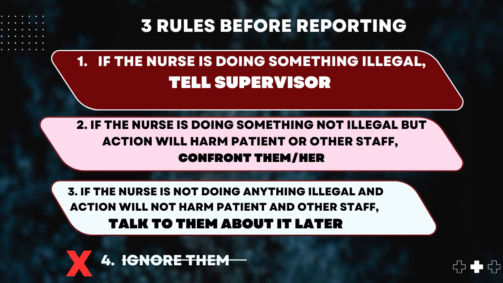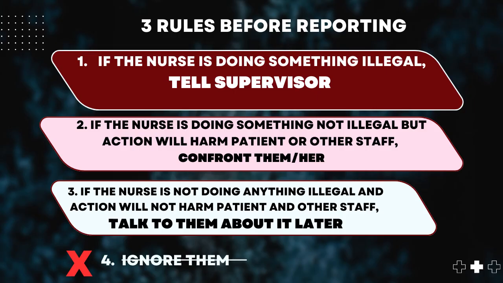So the 3 options that we must tackle are tell supervisor, confront them, and talk to them later. And the rule that guides this question is: number 1, if the staff is doing something that is illegal, tell the supervisor straight. If the staff is doing something that is not illegal but will harm the patient and other staff members, confront them. If what he's doing is not illegal and will not pose an immediate threat or harm, what do you do? Talk to them about it later.